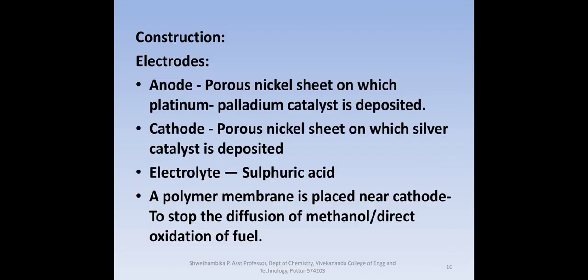That is why we say that a polymer membrane is placed near the cathode, which would stop the diffusion, or else it stops the direct oxidation of the fuel. If direct oxidation of the fuel takes place, we would miss the electrochemical reaction where the electric energy is produced. Now let us see how the fuel cell helps us to produce the electric energy.